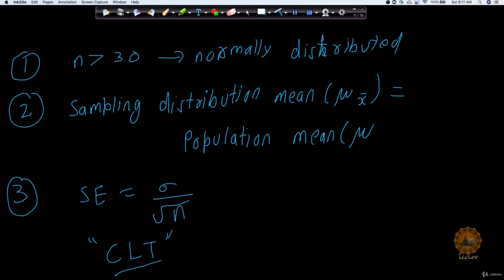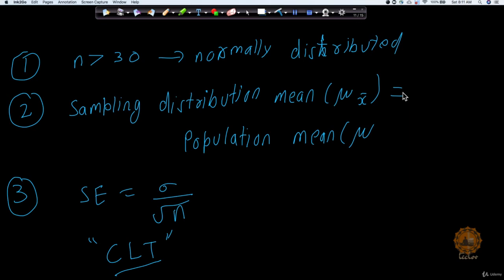Number one point for the central limit theorem is that if your data points get greater than 30, meaning for n greater than 30, the sampling distribution becomes a normal distribution. That is point number one. Point number two, the sampling distribution mean is almost equivalent to the population mean, as we have seen in the last session where I took an example and explained it in detail.